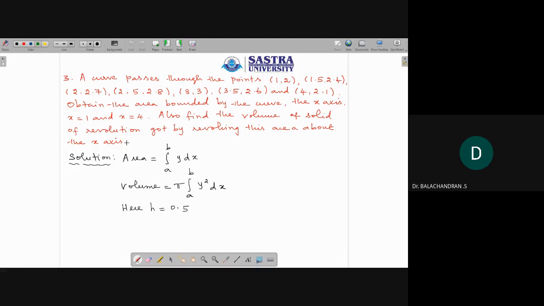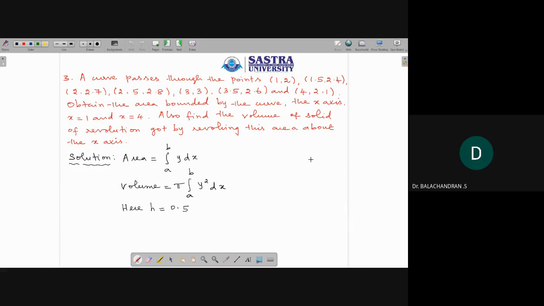The next problem is a curve that passes through the points 1, 2; 1.5, 2.4; 2, 2.7; 2.5, 2.8; 3, 3.5; 3.5, 2.6; and 4, 2.1. Obtain the area bounded by the curve, the x-axis, and x equal to 1 and x equal to 4.